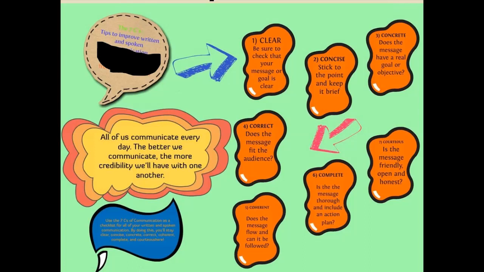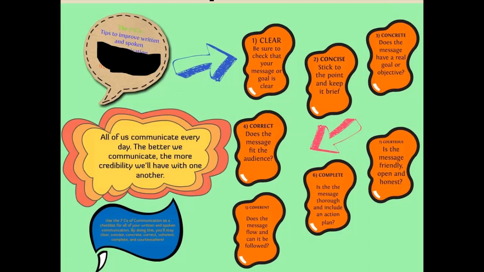All of us communicate every day. The better we communicate, the more credibility we'll have with one another. You have to remember these 7 C's. First C is clear. Be sure to check that your message or goal is clear. Second C is concise. Stick to the point and keep it brief.